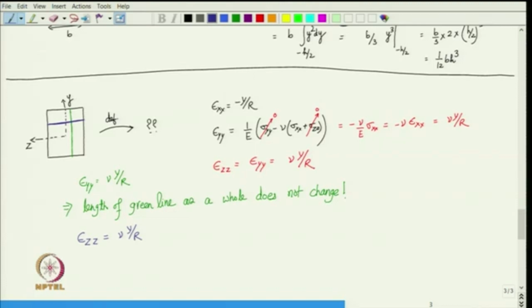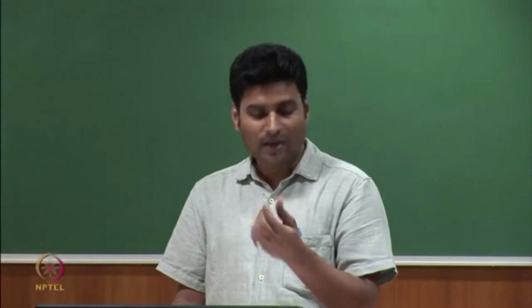So, that means every point of the blue line will have the same epsilon z z, nu into y by r. And again, on the top side of the neutral axis, the blue lines will see positive longitudinal strain, whereas on the bottom side the blue lines will see negative longitudinal strain, which means on the top side the blue lines are going to increase and on the bottom side the blue lines are going to decrease, and you see that the strain is proportional to y. So, that increase or decrease happens in a linear fashion.